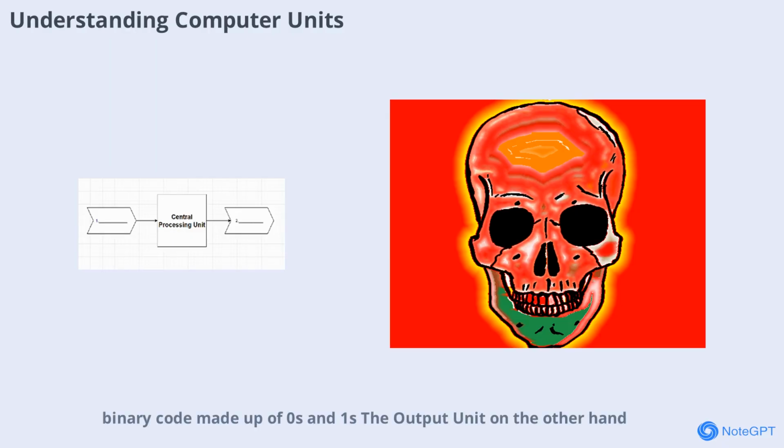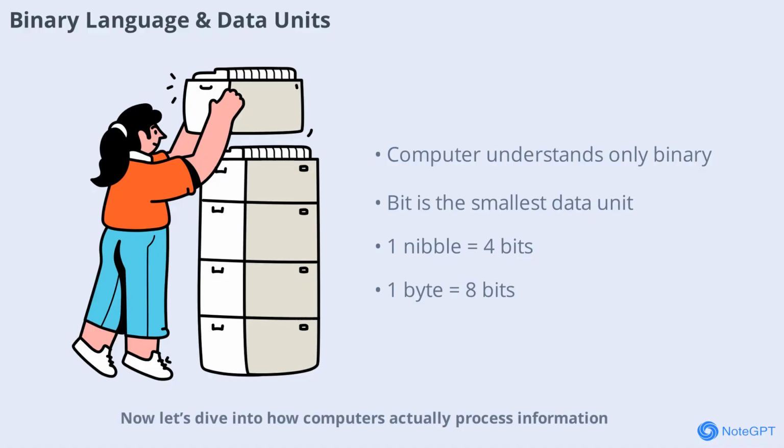The output unit, on the other hand, takes processed data and translates it back into a form you can easily interpret, like text on a screen or a printed page. The memory unit stores data and instructions, while the ALU performs all arithmetic and logical operations. Finally, the control unit acts as the central nervous system, coordinating all activities within the computer. Together, these units ensure smooth data flow from input to processing, storage, and output, forming the backbone of every computing device.